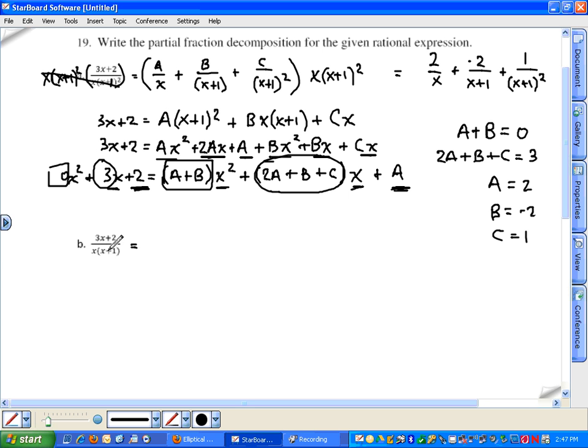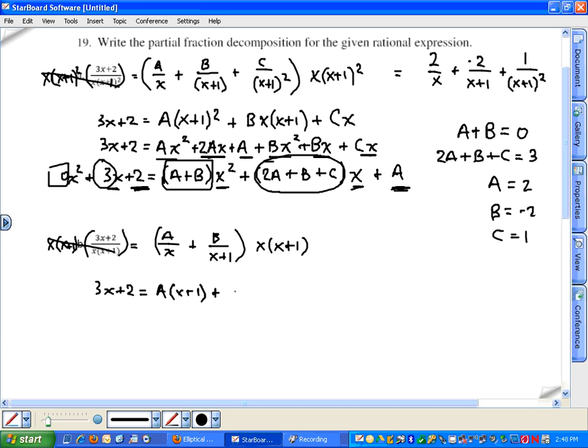Now these appear to be very similar, but the key is this x plus 1 is non-repeated. It's just x plus 1. So the form of this is a over x plus b over this x plus 1. This one's going to be a little bit quicker to solve. If we multiply both sides now by the lowest common denominator, it's going to cancel there. So 3x plus 2 is equal to a times x plus 1 plus b times x.